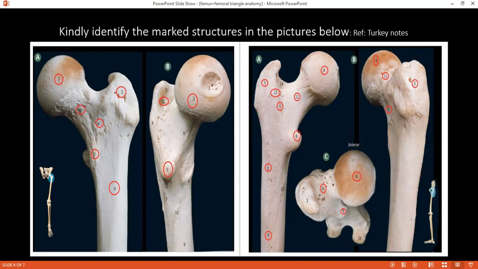Okay, the hip joint is formed by 3 bones. Can you please tell me quickly? The ilium, the ischium, and then the sacral vertebra.